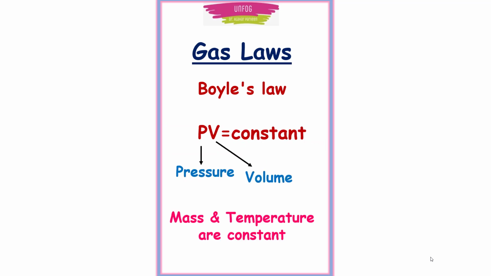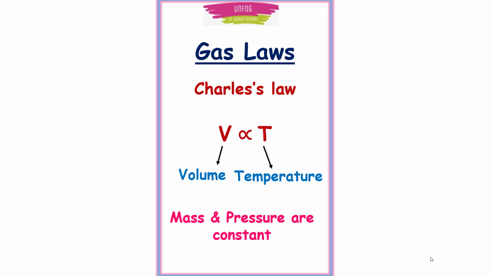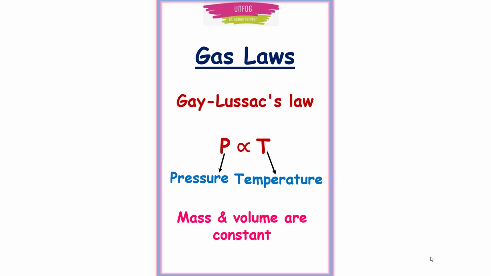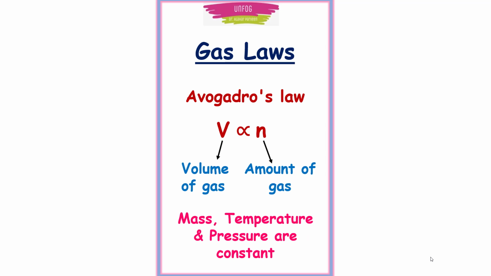Now, first is Boyle's law. It says that for a gas, if you multiply pressure and volume, you will always have one constant. Or you can also say that pressure is inversely proportional to volume. The rest of the things, mass and temperature, will be constant. Charles' law says that volume is directly proportional to temperature. Gay-Lussac's law says that pressure is directly proportional to temperature. Avogadro's law says that the volume of a gas will be directly proportional to the amount of the gas present.